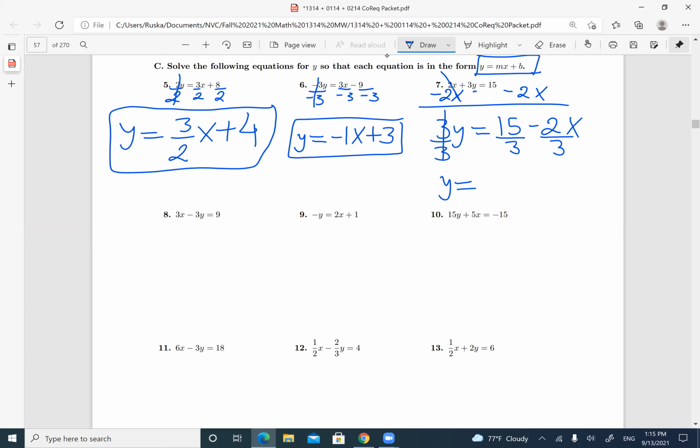Now here they want me to put m in front, right? I mean, mx in front. So the number with x is going to go first, and then plus 5. Because that's how they want the answer: mx plus b. Okay, any questions?